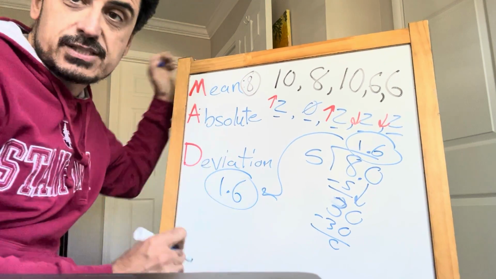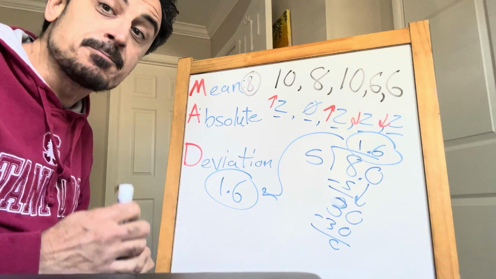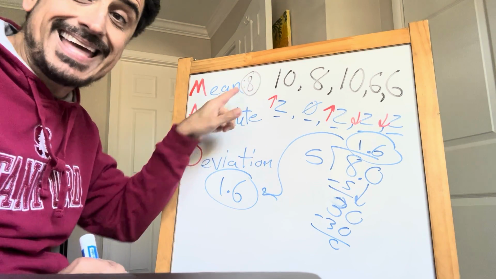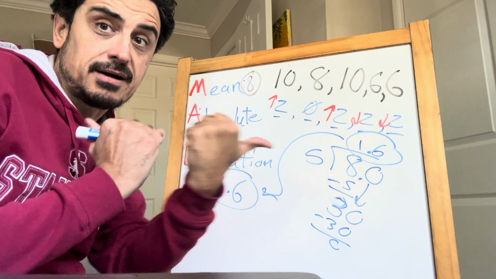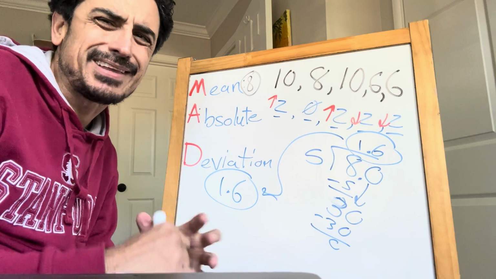So 1.6 would be my mean absolute deviation, which means that from the mean, the 8, most of the numbers would fall between 1.6 above and 1.6 below. That's the basic idea.